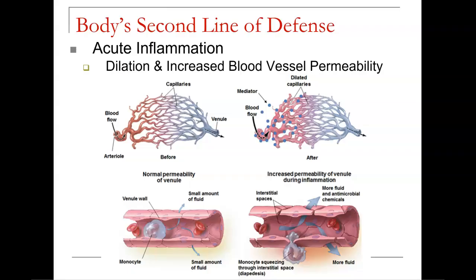That's inflammation that's going to develop quickly, is short-lived, and is beneficial in destroying pathogens. It occurs in three different stages. The first stage is dilation and increased blood vessel permeability. Here, the body's initial response to injury or invasion has started with this pathogen coming in.